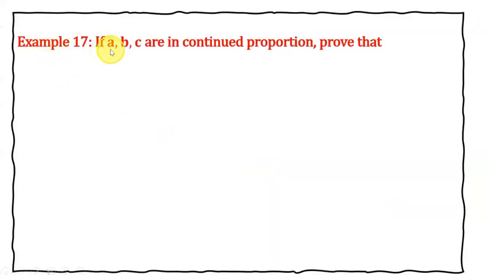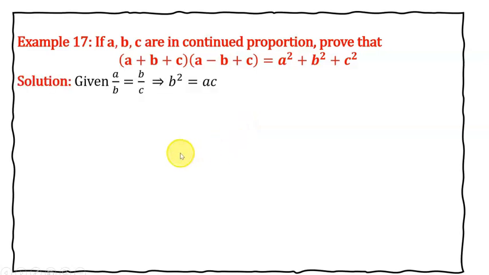example number 17. If a, b, c are in continued proportion, then prove that (a plus b plus c) into (a minus b plus c) is equal to a square plus b square plus c square. Okay. Now as a, b, c are in continued proportion, then you will have a upon b is equal to b upon c. It implies that b square is equal to ac.